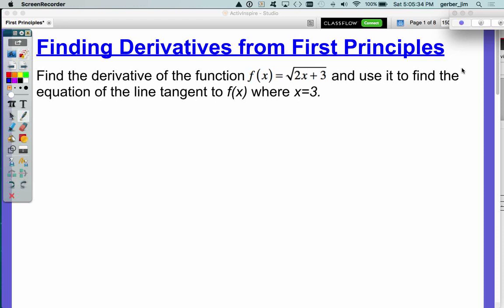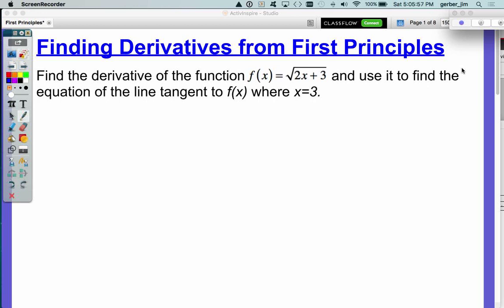In this video, we're going to be finding the derivative of a function from first principles. That means we're going to use the limit definition to find the derivative, in this case, of the function f at x equals the square root of 2x plus 3. And then we're going to use that derivative to find the slope of that function at x equals 3, and eventually to find the equation of the tangent line at x equals 3.